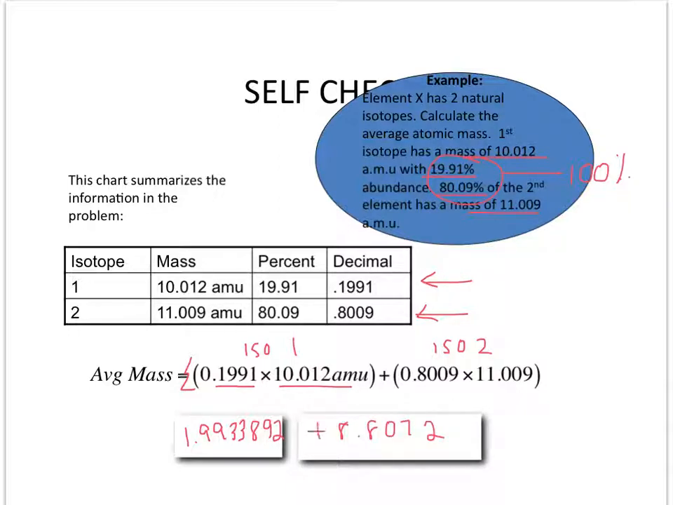When we do the product of 0.8009 times 11.009, we end up getting 8.8072. We're going to add those numbers together and round to 2 to 3 digits to the right of the decimal point, and we end up getting 10.81. The unit is AMUs. And if you look to the periodic table and find the element that has that mass, you'll notice that it is boron.